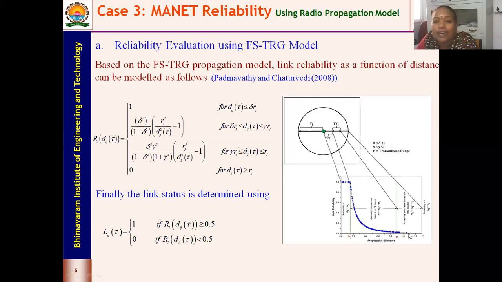So hope this diagram is clear to everybody. So now coming to the equations, when Dij of tau is less than or equal to delta Rj, reliability at that particular distance is going to be equal to 1. And then when I take it between two thresholds, delta and gamma, the reliability is going to be, so I've just given out the last equation because this is a big derivation.